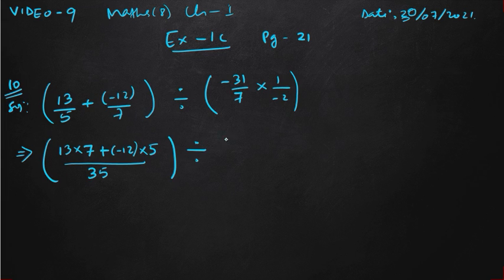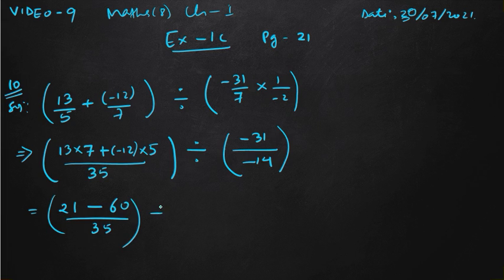Since it is multiplication, we multiply numerator with numerator, denominator with denominator. So minus 31 into 1 will be minus 31, and 7 into minus 2 will be minus 14. Now if we solve this, we get 7 times 13, 7 times 3 is 21, carry 2, 7 times 1 is 7, 7 and 2 is 9. Again plus minus 12 times 5 is 60, divided by 35. And there is a negative on numerator as well as denominator, so this will cancel out. We will get only 31 by 14.